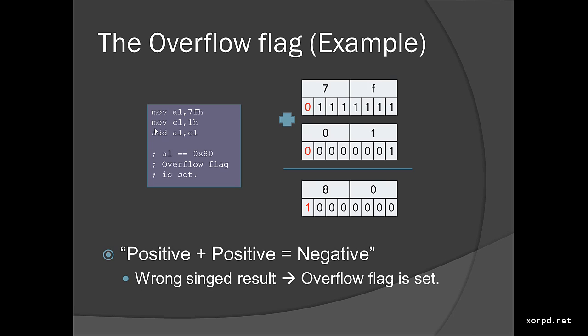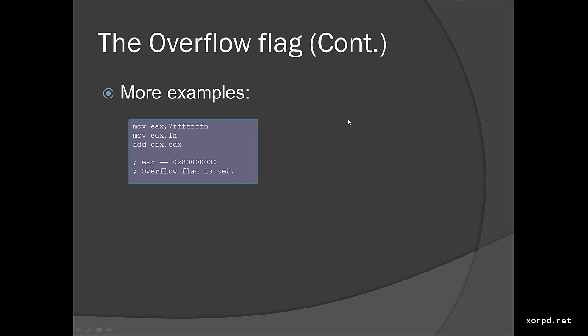This is somewhat similar to the example we've just seen. Okay, let's take a look at it for a moment. In the earlier example, we added 7F and 1. And in this example, we add 7 followed by 7 F's with the number 1. Again, we have a result of 8 followed by 7 zeros, which is pretty similar to the result we got earlier, 80. And again, the overflow flag is set here.